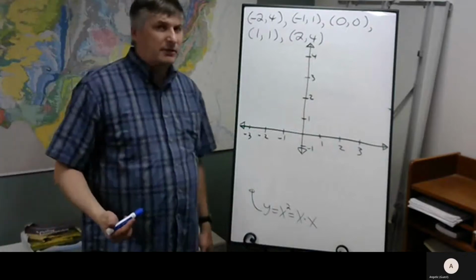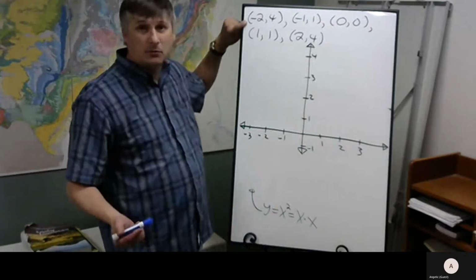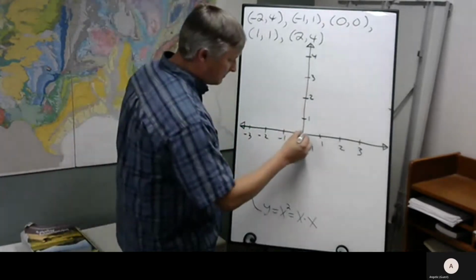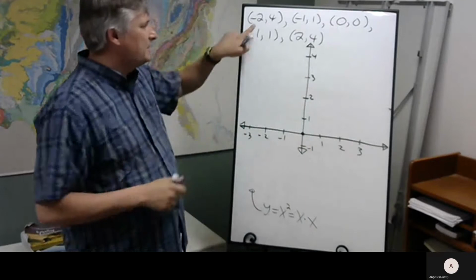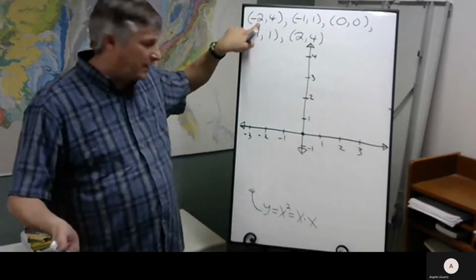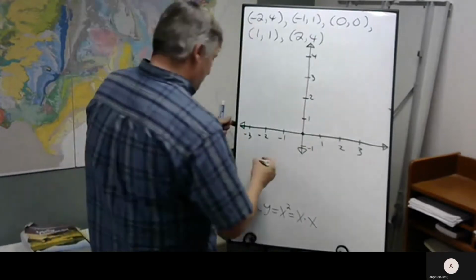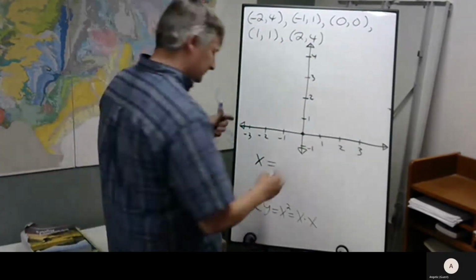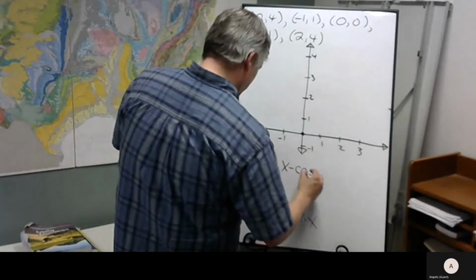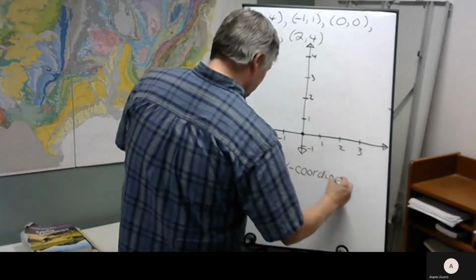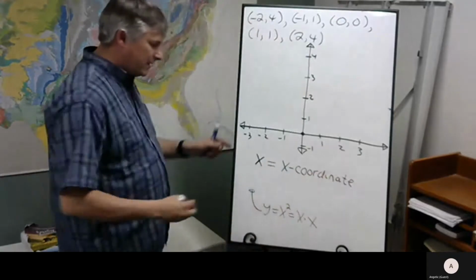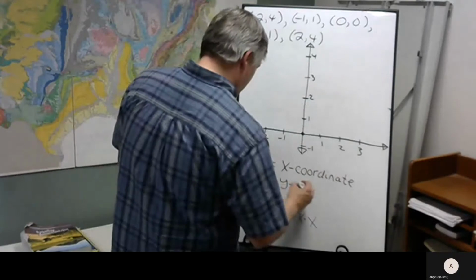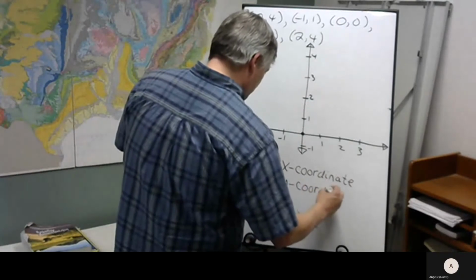So let's take a look at this first point here, -2, 4. Well, first thing we're going to do, we start at the origin. And because the x, I should mention that right now, we have a special term for x. We call it the x coordinate. And then we have a special term for y. It's the y coordinate.